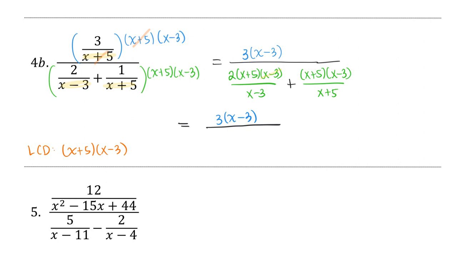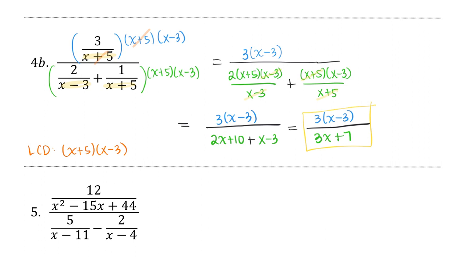First fraction, these cancel. So I'm left with 2 times x plus 5, which is 2x plus 10. On the next little fraction, the x plus 5's cancel, which means I am left with x minus 3. It's looking a lot better. The top's good, 3x minus 3. On the bottom, 2x and x is 3x. 10 minus 3 is 7. Is there a common factor? No, that's my good answer.